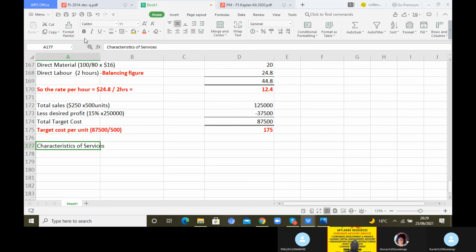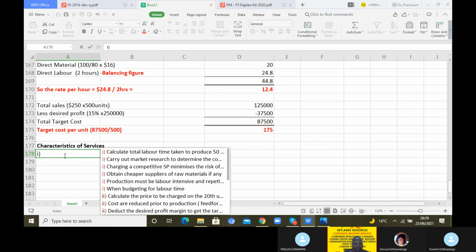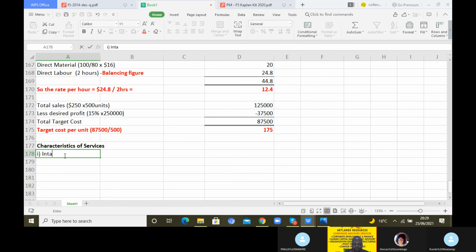Services are different from goods. Services have these characteristics. Number one, services are intangible, meaning you can't touch them, so to speak. The characteristics of services make target costing difficult to use in service industries. So number one, services are intangible.